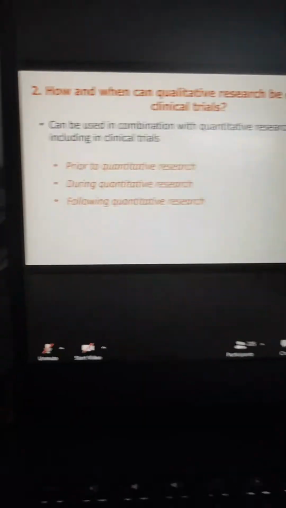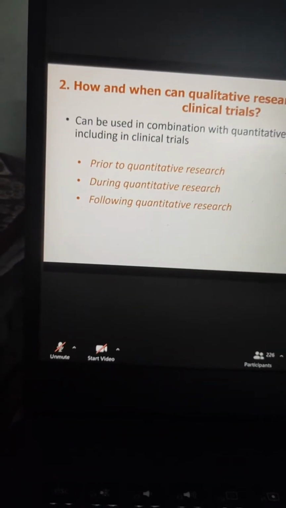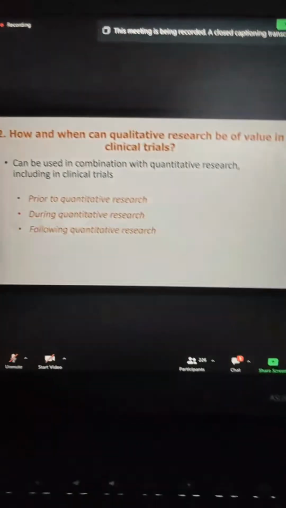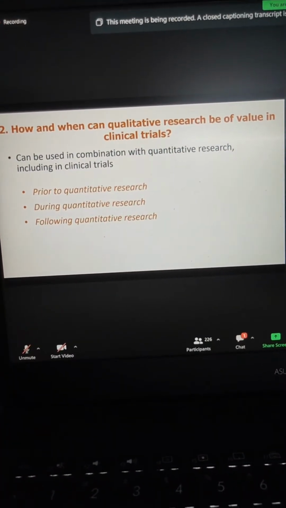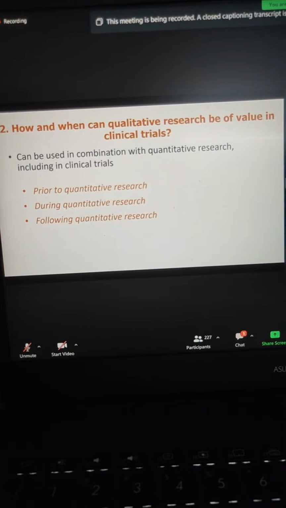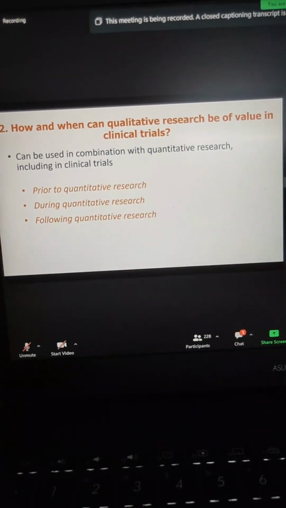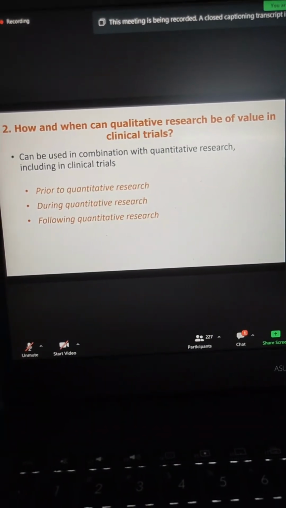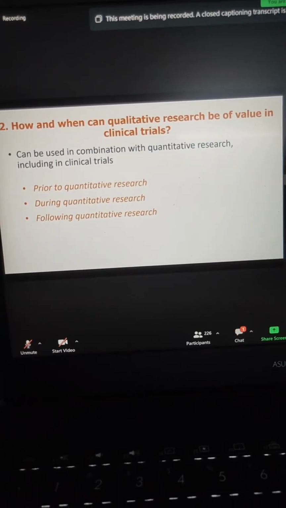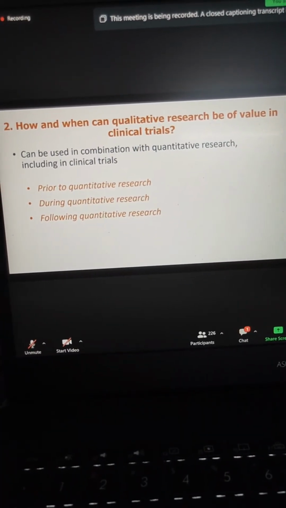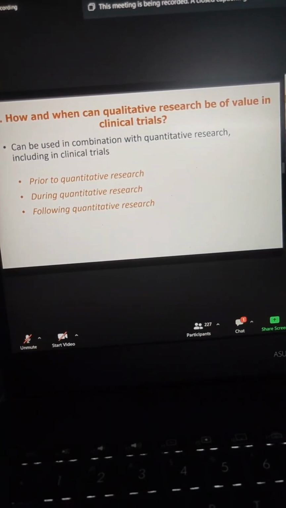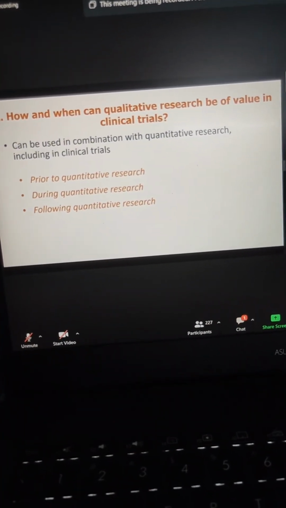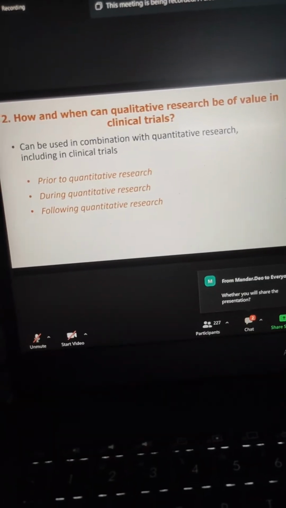So with that very brief touching upon what qualitative research is, if we think about how and when qualitative research can be of value in clinical trials, you can use it in combination with quantitative research, including clinical trials, and it can be used at various time points. You could do it prior to quantitative research, you could do it during quantitative research, as well as following quantitative research. And that very much depends on what research question you're trying to address.